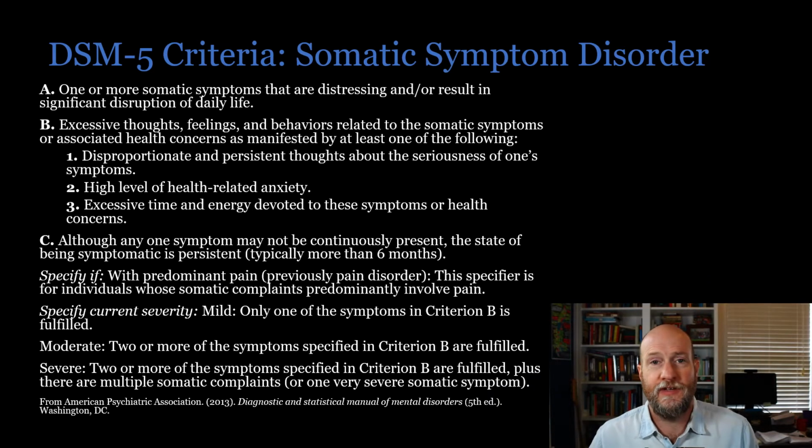These are the actual DSM-5 criteria for somatic symptom disorders. So, as I said, one or more somatic symptoms that are distressing and result in significant disruption of daily life. Excessive thoughts, feelings, and behaviors related to those somatic symptoms or the associated health concerns. And that's manifested in terms of disproportionate, and that's a really key word here, excessive, disproportionate, and persistent thoughts about the seriousness of the symptoms. High levels of health-related anxiety.